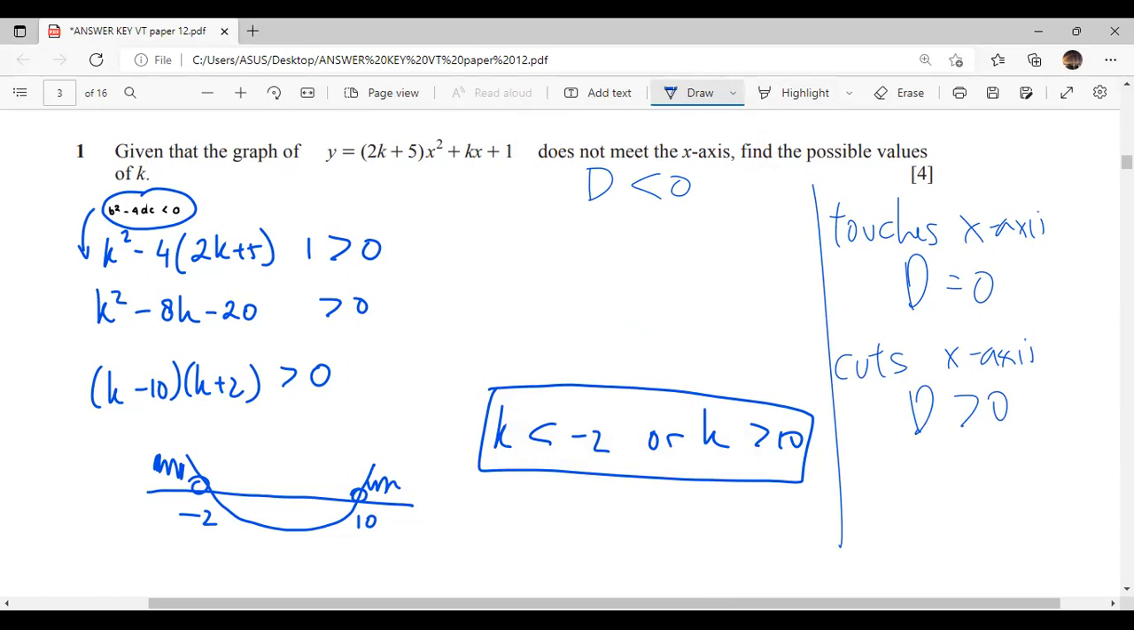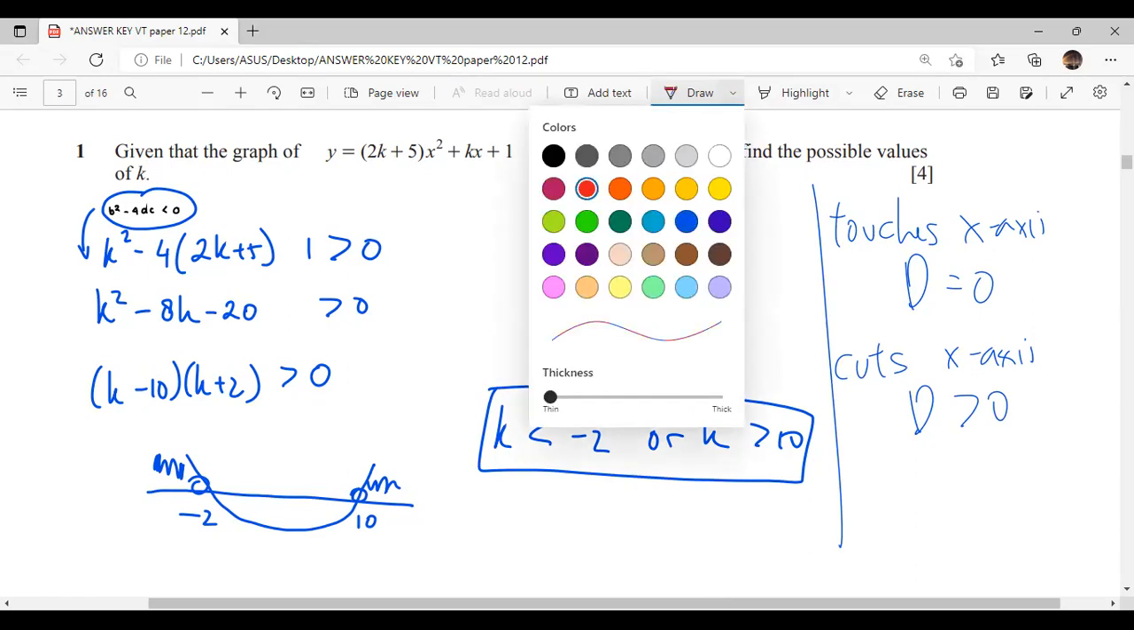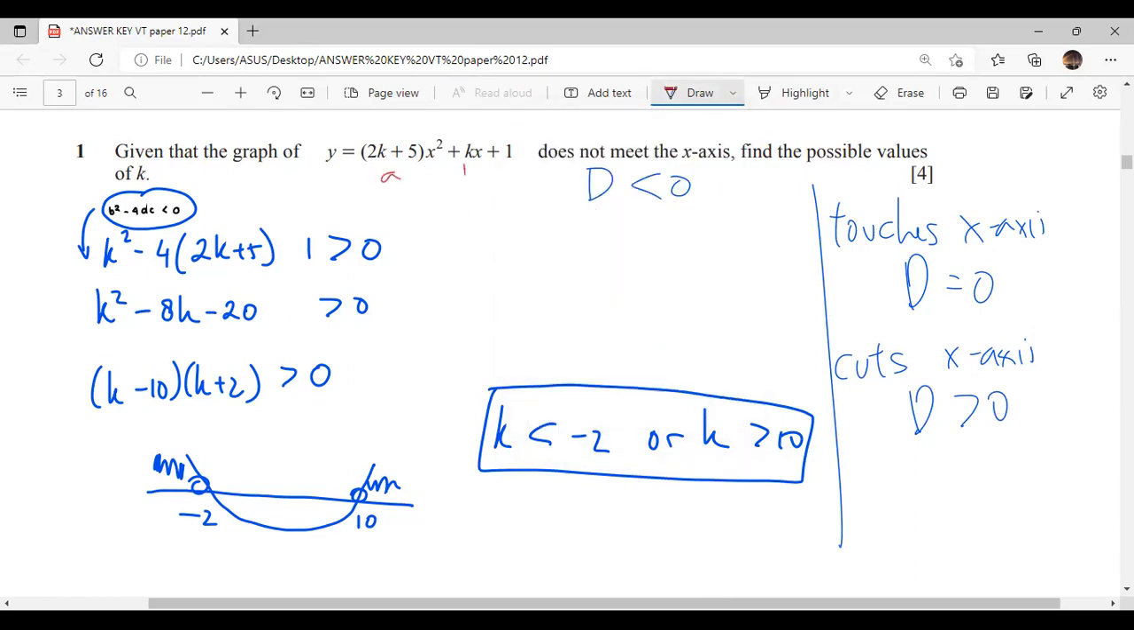You factorize, right? So after you get the a, b, and c, you put b squared minus 4ac. This is not b, I think it's just about the writing. Less than 0. See, I did something wrong. Okay, I can erase this. So sorry. Less than 0. You pick the negative part. Why? Because it is less than 0. So the answer would be k in between -2 and 10.